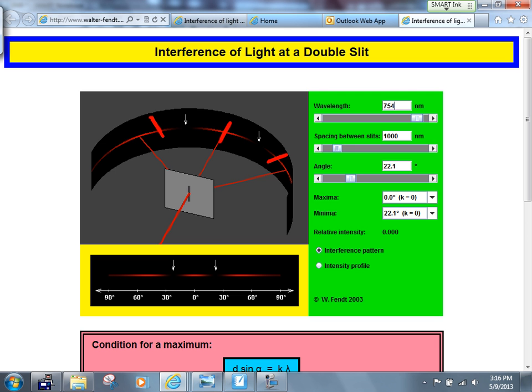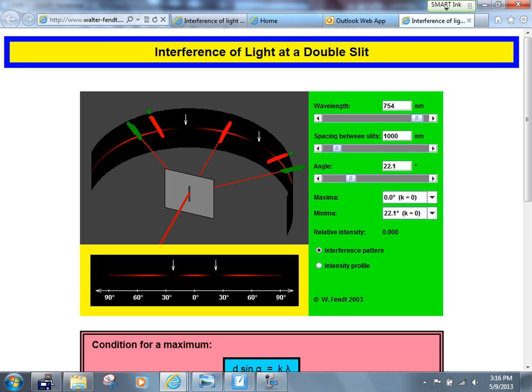What happens? Well, that middle bright spot is in exactly the same position. It's in the middle. But the other bright spots shift a little bit. The first bright spot on the left-hand side was right here. Now it's right here. The first bright spot on the right-hand side was here. Now it's here.